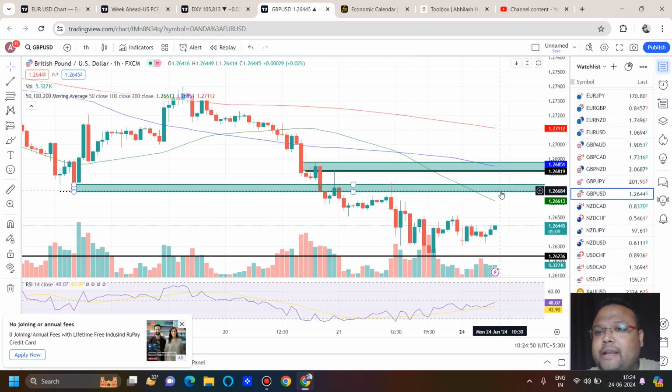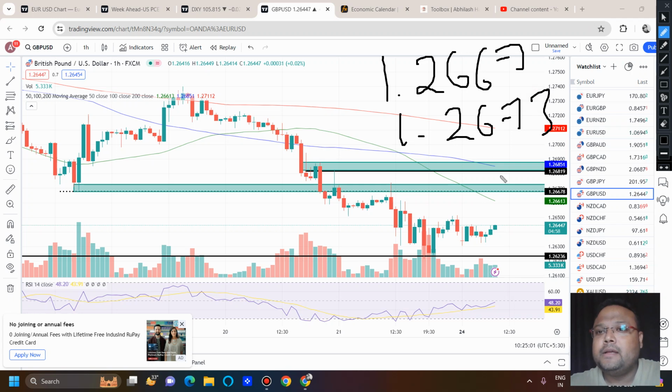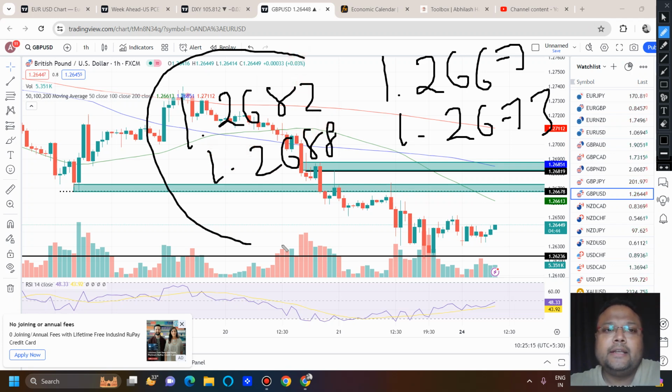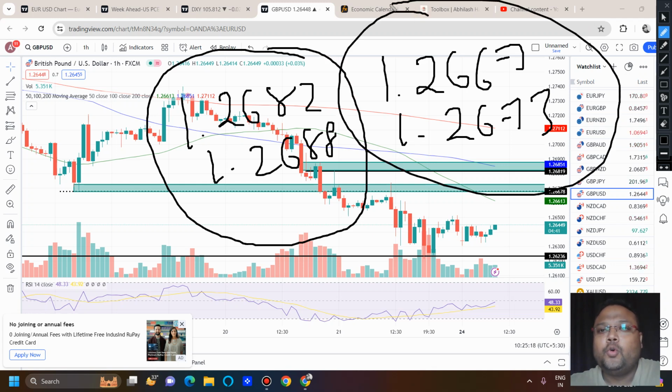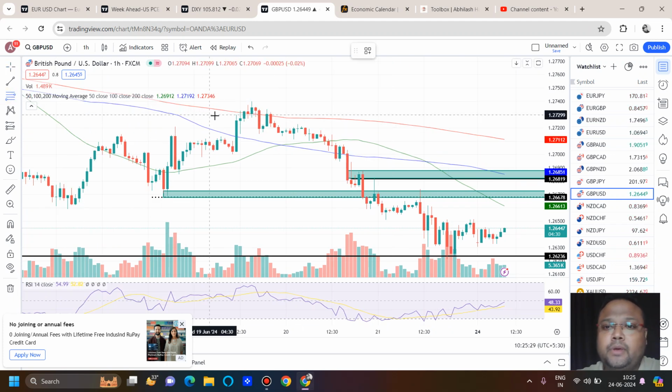So here also we have, my dear friends, two levels. The first level is around 1.2667 to 1.2673. This is the first zone where we are looking for a sell opportunity, and the second selling opportunity is around 1.2682 to 1.2688, and this is our second resistance. Okay, 1.2667 to 1.2673, 1.2682 to 1.2688. These are the two levels where we will be looking for selling opportunity on the chart of GBP USD.